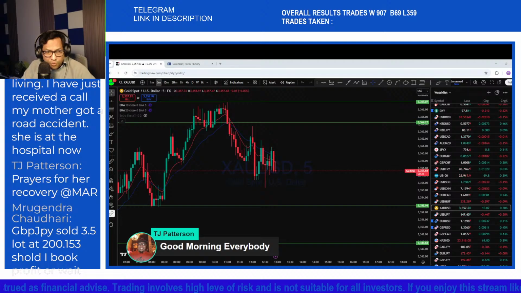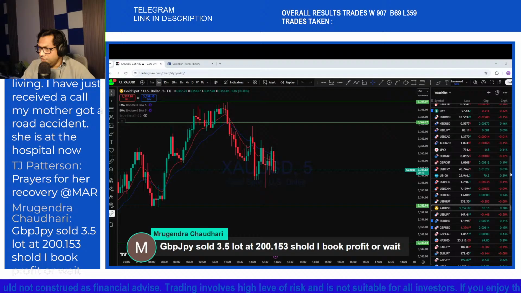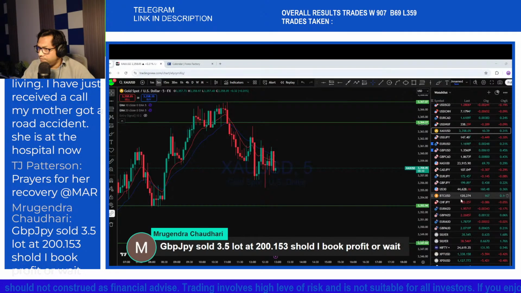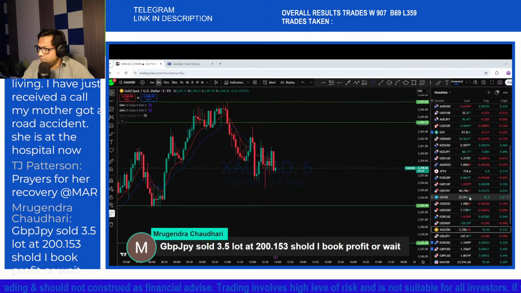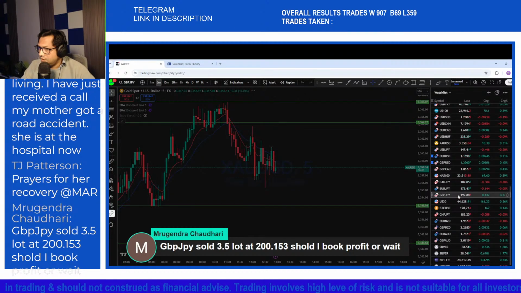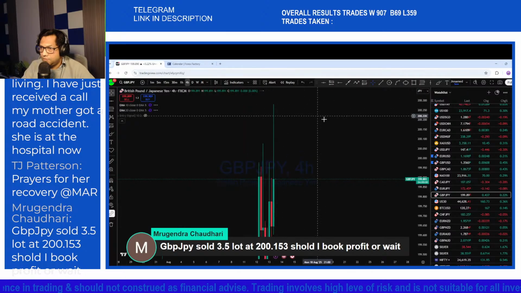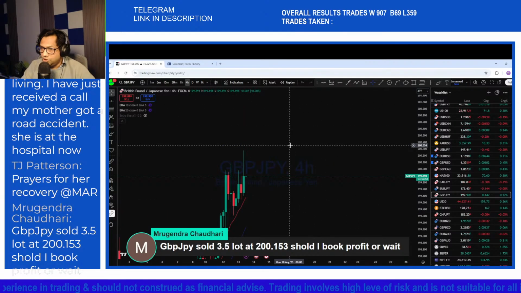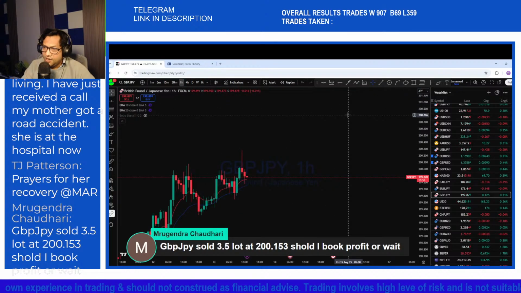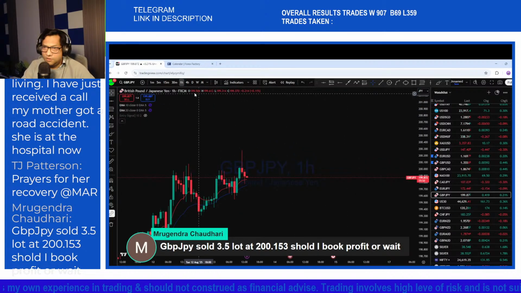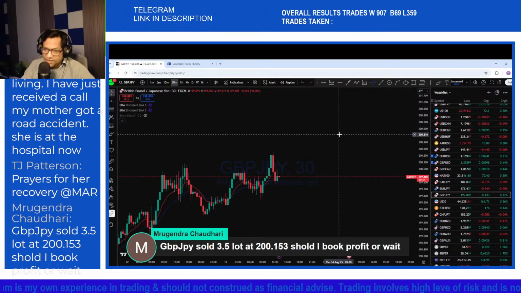GBPJPY sold 3.5 lot at 200.153. Should I book profit or wait? Now GBPJPY, so you're on sell. For our close on GJ, which is a pretty sharply bull market, I normally try to avoid selling on a bull market, but it depends on what kind of strategy you are using.